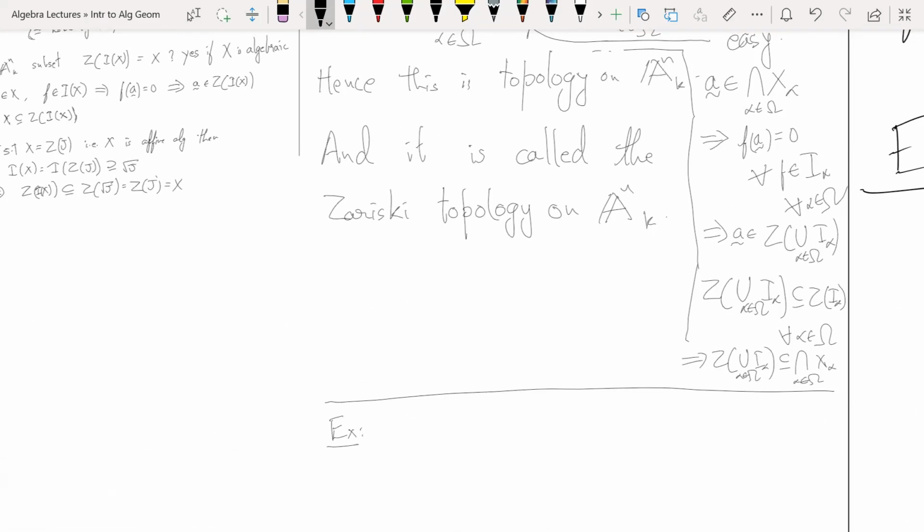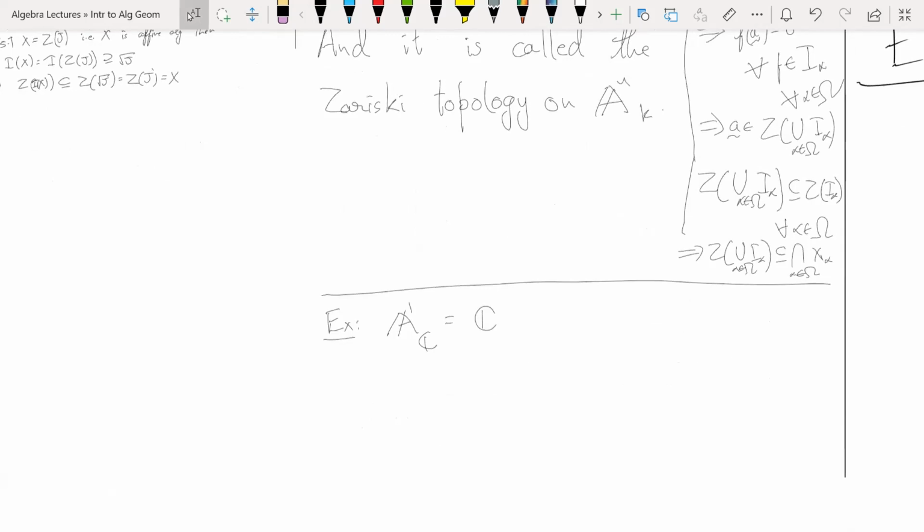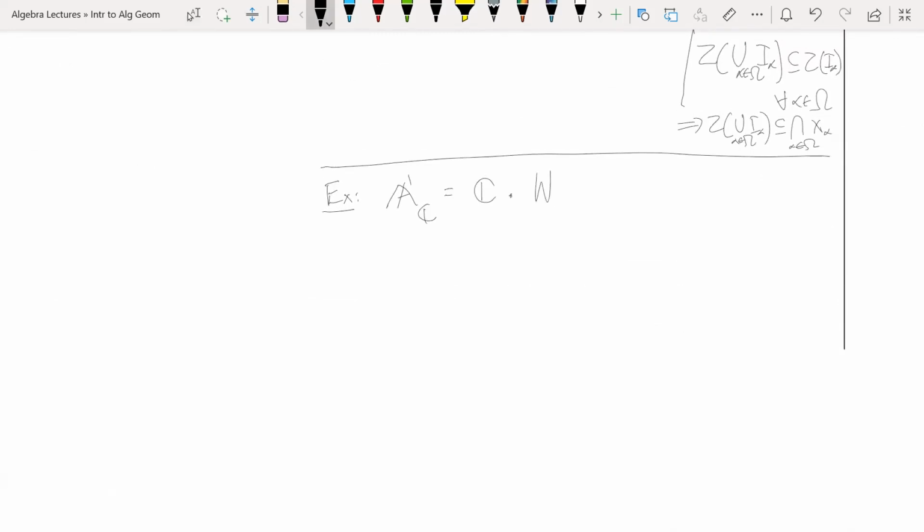So let's just analyze what this topology is. Example: A^1(K). Let's just fix K to be C, so that we can compare. A^1(C) is the same as C, and there is a topology we are familiar with on C, the topology coming from R^2. So what is the Zariski topology on A^1(C)?